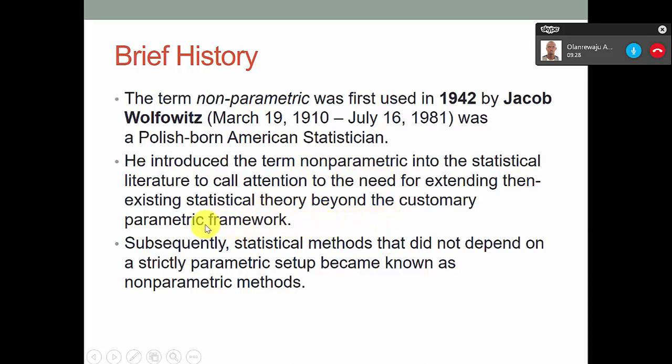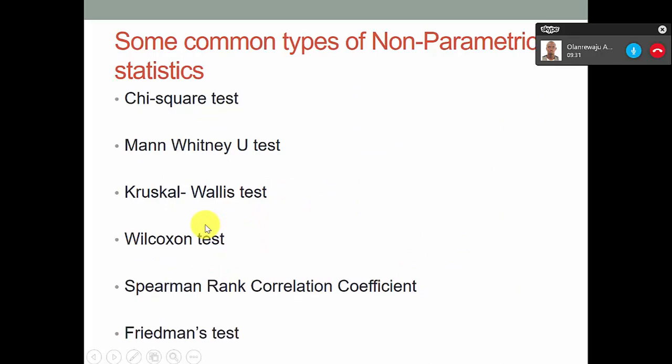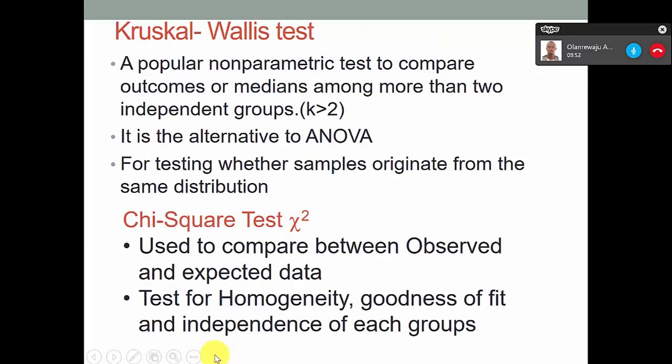So moving on to slide 5 now, I have some common types of non-parametric statistics that have been used far and wide for various studies. We have the Mann-Whitney U-test, the Kruskal-Wallis, Wilcoxon, Friedman test. There are so many others as well, but I want to focus on Kruskal-Wallis, chi-square, and Wilcoxon test.